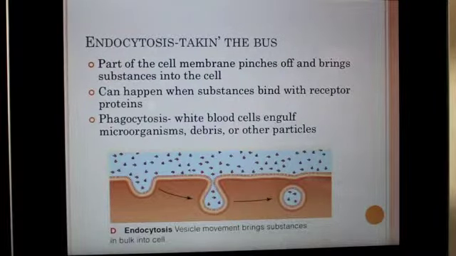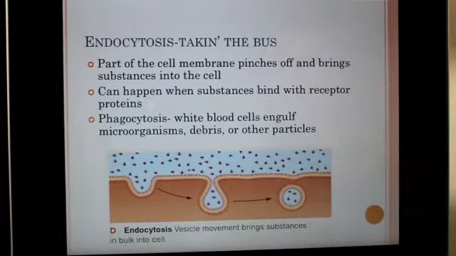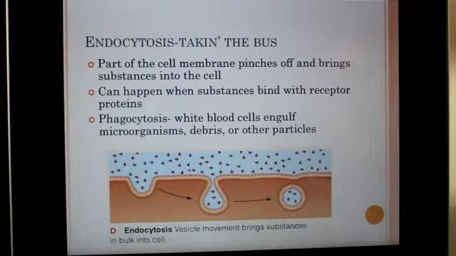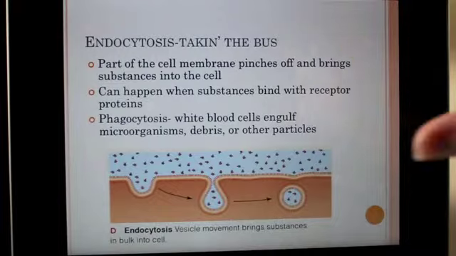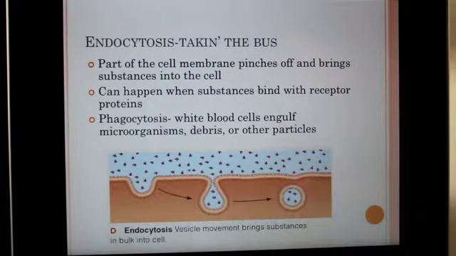If the cell is surrounded by something that it really wants, like a bunch of glucose in this picture, part of the cell membrane can actually pinch off and bring the substances into the cell. This can also happen when substances bind with the receptor proteins. It's kind of like the cell is fishing for what it wants. When what it wants binds with the receptor protein, it engulfs it with this net of cell membrane and pulls it into the cell. In white blood cells, this is called phagocytosis, where white blood cells will actually engulf microorganisms, debris, or other particles and digest them.